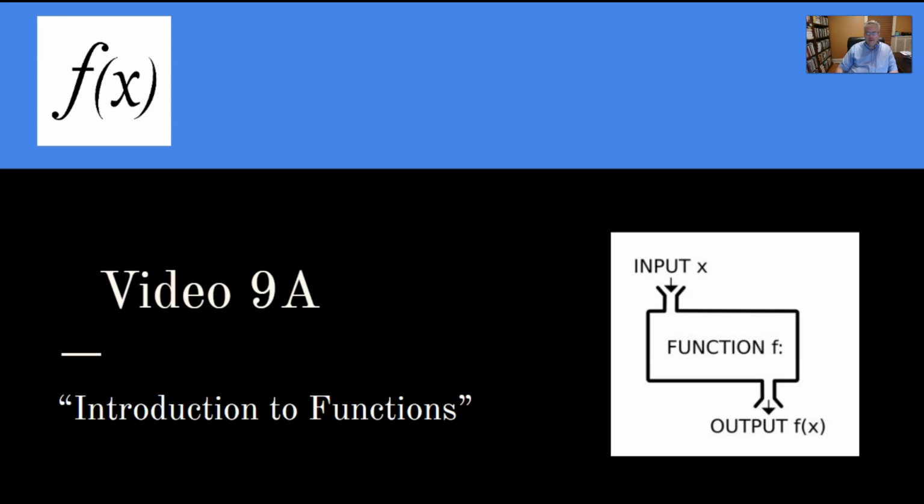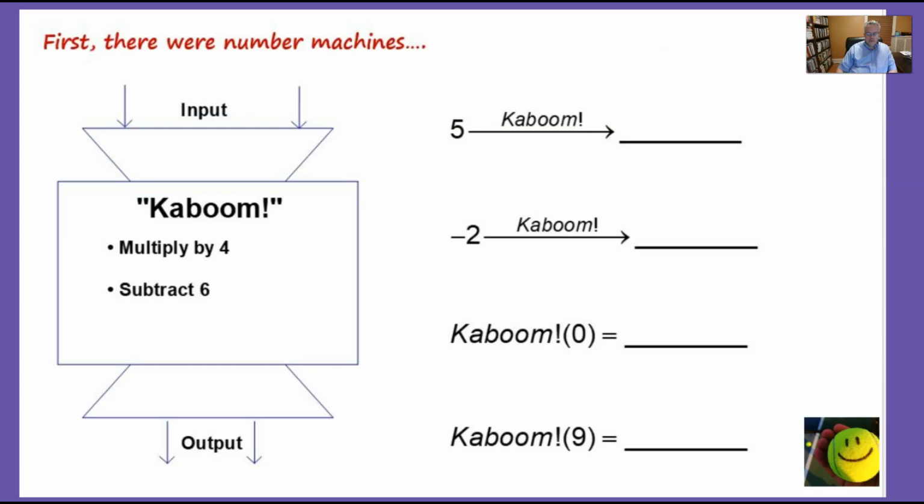Got a lot of good math to talk about in this video. So for our first example, look, I want to talk about a number machine. This number machine takes an input, does a couple things to it, and produces an output. The name of the function or the machine is Kaboom. We take a number, put it into Kaboom, multiply it by 4, and then subtract 6, and that's how we get the output.